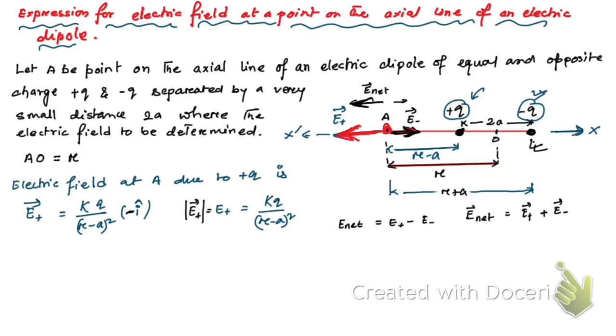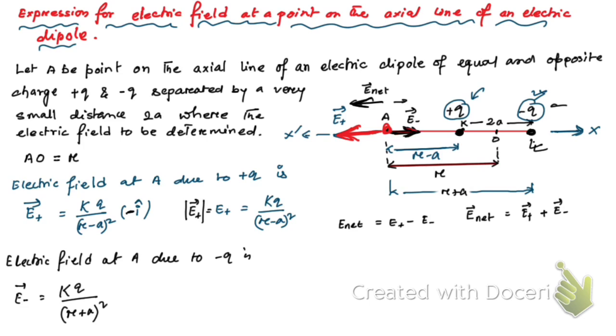You see, electric field at A due to minus Q, that will be given by, let me represent it by E negative, KQ by the distance of this point A from the negative charge is R plus A. So here we're gonna have R plus A whole square.